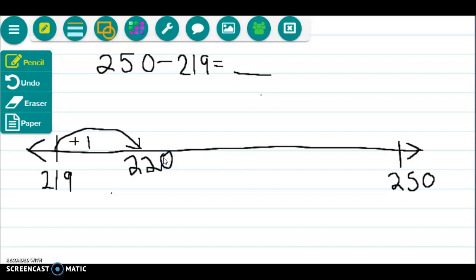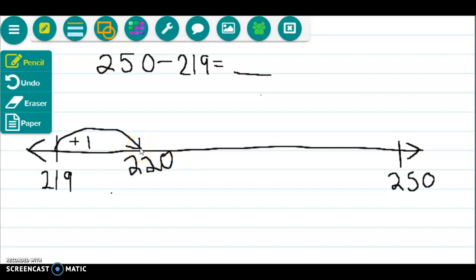And if you forgot what a friendly number is, they are multiples of 10s. So any number really that ends with a 0 is a friendly number. Also, multiples of 5s can be friendly numbers too, if you have that option. But I think multiples of 10s are even friendlier. So now we have 220 and we have 215. So we have to add up to 250.